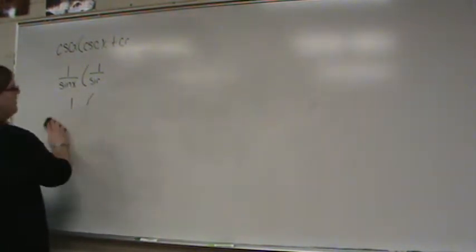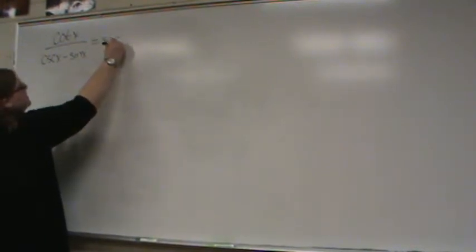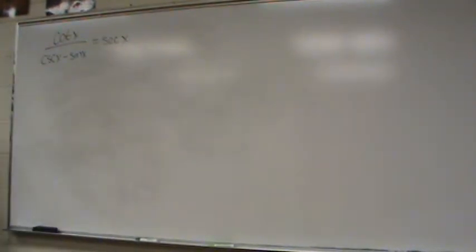All right, so moving on to number 3. Number 3 says cotangent x over cosecant x minus sine x, and that equals secant x. So this one is fairly obvious which side we're going to start on. We're going to start on the left-hand side.